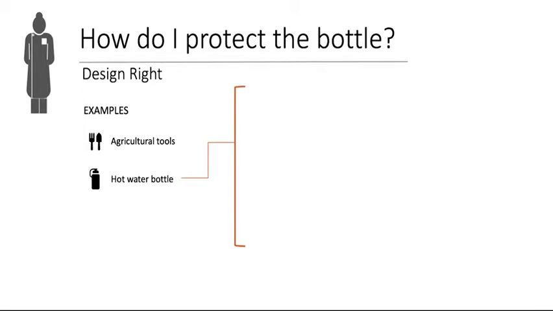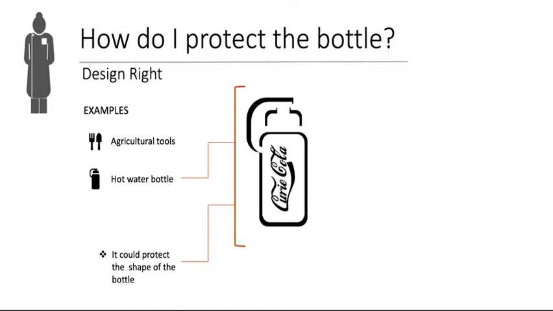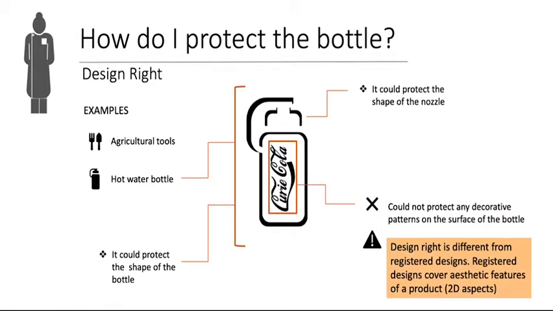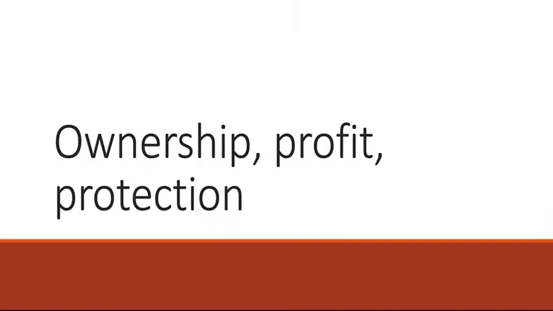Let's take a closer look. You could protect the whole bottle because the way it's designed, it has a functional purpose. You could protect the nozzle, for instance, to prevent the loss of carbonation, but you could not protect this 2D engraving on the bottle because that would be aesthetical. So this would be protected, for instance, under registered designs. Now Marie knows all about mostly the basics of IP rights and can take a conscious decision about which protection she wants. Follow me, please.